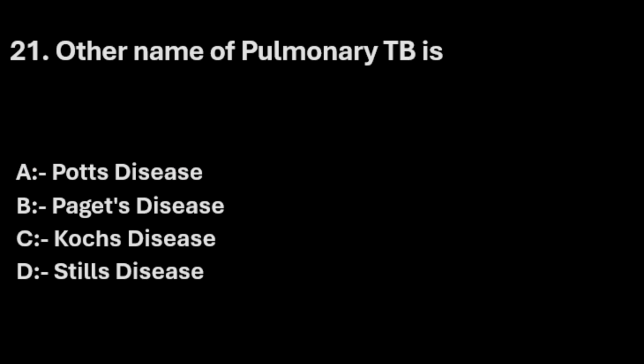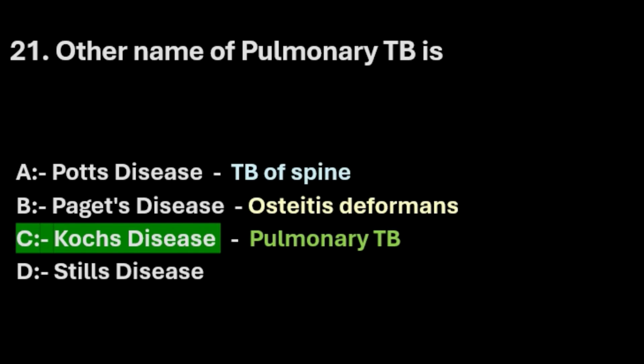Next question. Other name of pulmonary TB is option A, Pott's disease, option B, Paget's disease, option C, Koch disease, and option D, Still's disease. The right answer here is option C, Koch disease. Koch disease is the other name for pulmonary TB. Pott's disease is TB of spine, and Paget's disease is osteitis deformans.